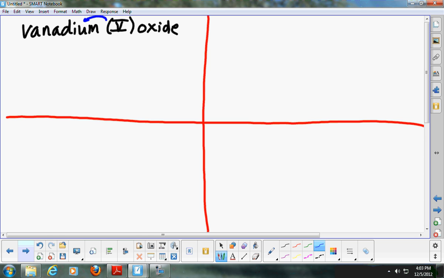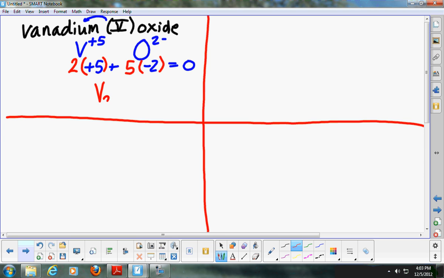Okay, so vanadium, we know the charge because of the Roman numeral. So vanadium has a +5 oxidation state. And oxygen has a -2. Now remember, we have a +5 and a -2, and this has to equal 0. So we have to times it by something. The common factor between 5 and 2 is 10. So to get the vanadium to be a 10, we times it by 2. And to get the oxygen's charge to be 10, we times it by 5. Those become our subscripts. So vanadium has a subscript of 2, and oxygen has a subscript of 5.